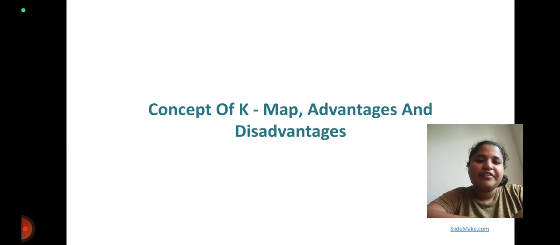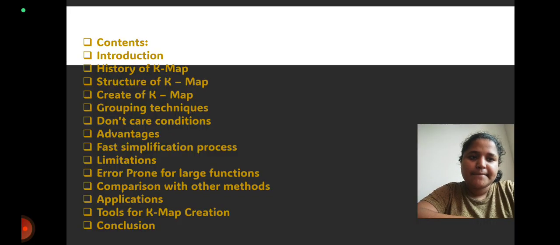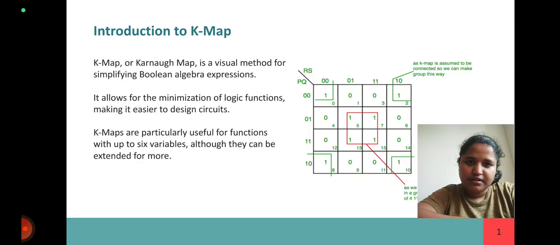Let's look at the concept of K-map and its advantages and disadvantages. The contents are: introduction, history of K-map, structure of K-map, creation of a K-map, grouping techniques, don't care conditions, advantages, fast simplification process, limitations, error-prone for larger functions, comparison with other methods, applications, tools for K-map creation, and last but not least, the conclusion of the topic.